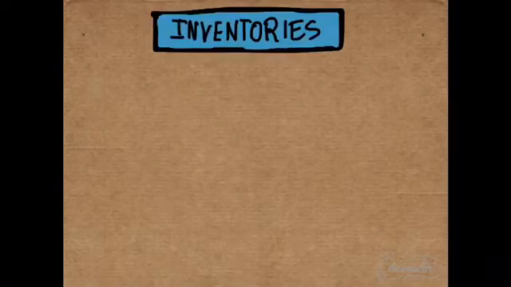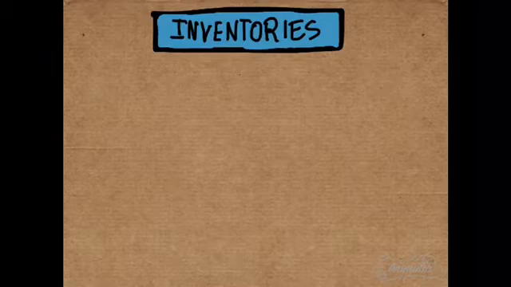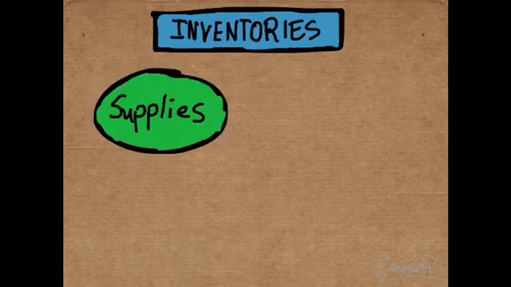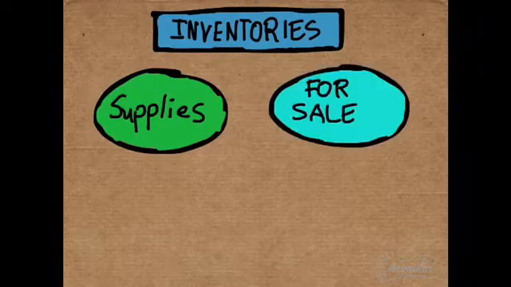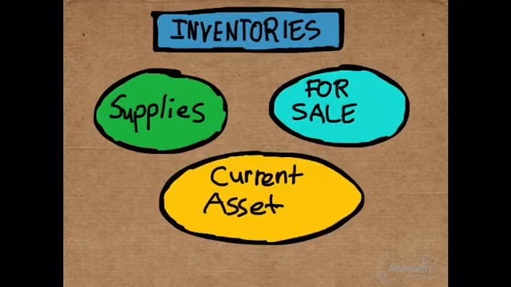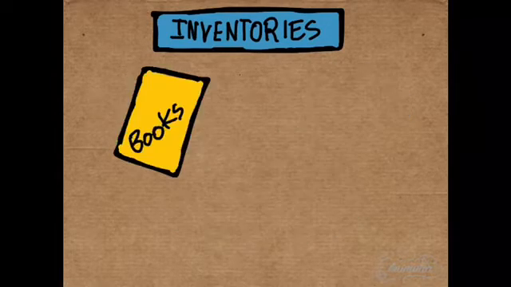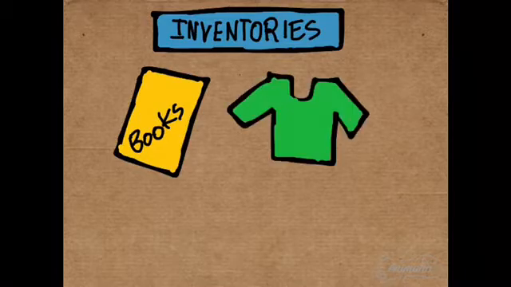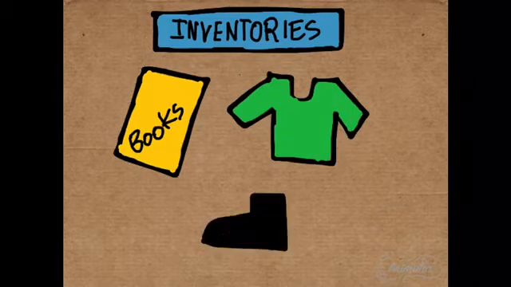Today we're going to move on to another chapter called Inventories, also called supplies. It is an asset that is held for sale in the current year. That is why we would also classify it as a current asset, just like cash and accounts receivable. So if you're trying to sell items like books, t-shirts, shoes, these are what we call inventories.